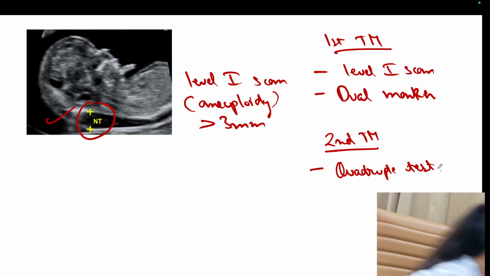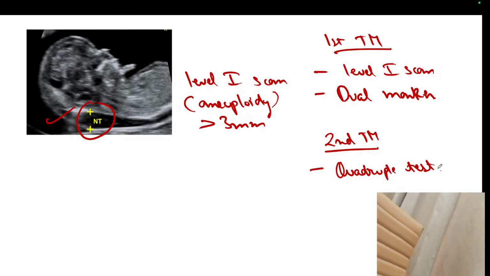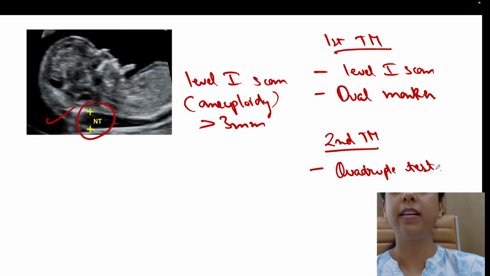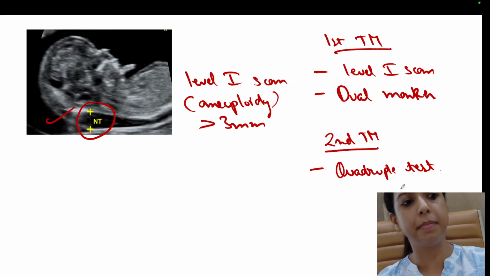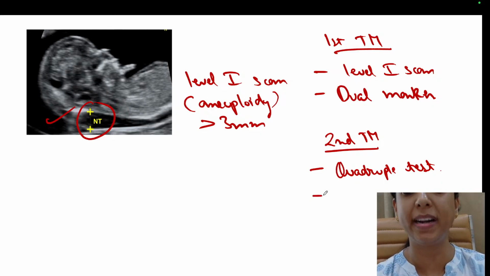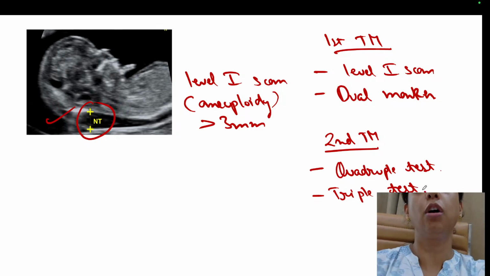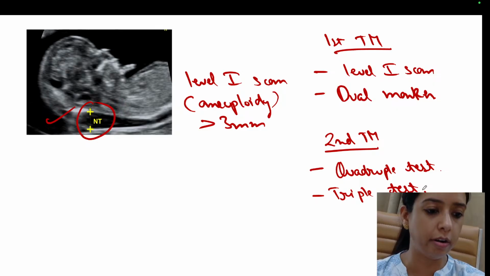Okay, quadruple test is done. Triple marker is almost obsolete now, but yes, triple marker was a test which was initially done in case of second trimester screening, but हम quadruple test करते हैं.